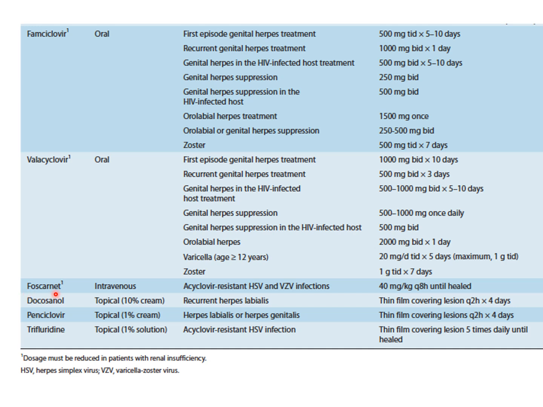With regards to foscarnet, it can be used mainly intravenously for acyclovir-resistant herpes simplex virus infection or varicella zoster infection. This is very important. These three drugs we didn't talk about are mainly used topically for the treatment of herpes labialis or herpes genitalis. For trifluridine, it's mainly reserved for treatment of acyclovir-resistant herpes simplex virus infection. And again, this is a topically administered drug.